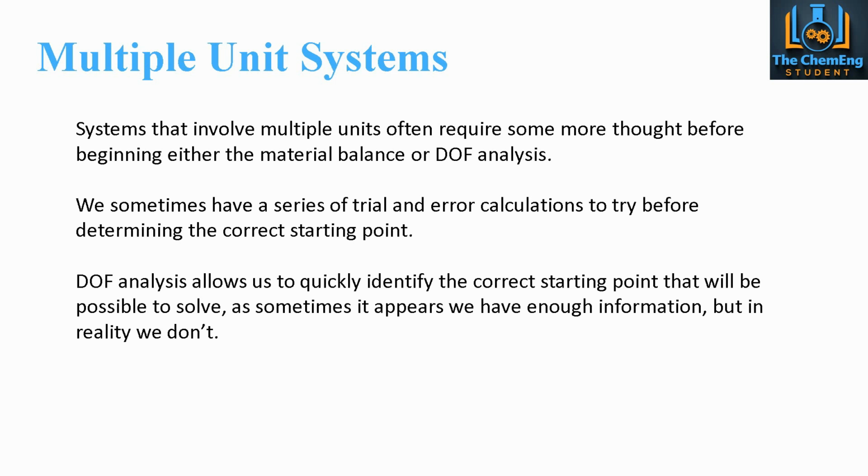Because as we know, the degree of freedom analysis allows us to quickly identify if a problem can be solved. With multiple units, this allows us to determine what the starting point is, and that will be possible to solve. So it sometimes appears as though we have enough information in the problem to begin with. However, in reality, we actually don't. So we need to work out which unit is our best starting point.